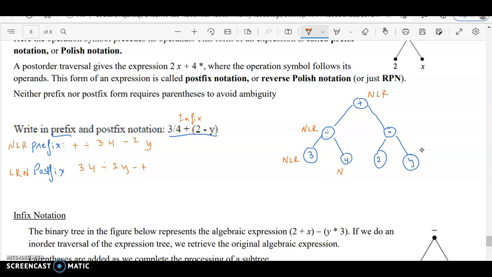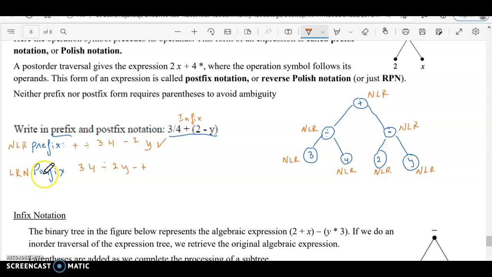And then just like previous examples, we follow these steps. Copy the node, go left, then you go right. And if I do this, I will get this operation, which is the prefix.